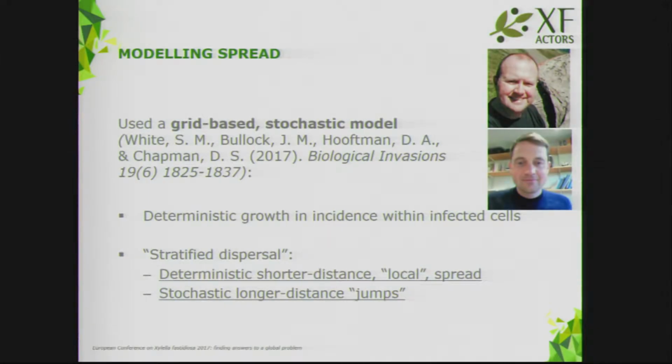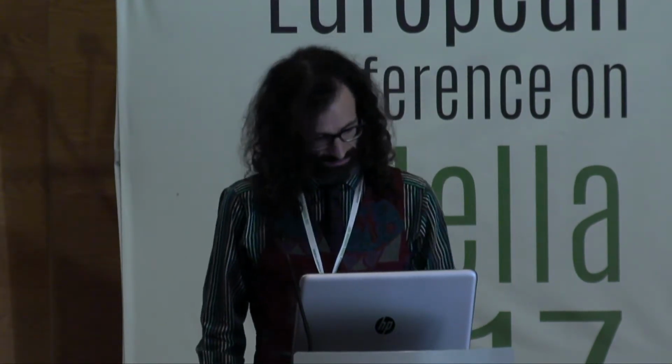We did it using a simulation model, which Stephen and Dan developed as part of the XF Actors project as well, which is a grid-based stochastic model of Xylella spread in Apulia. I won't describe it now in detail because Stephen's going to present it at the next talk. But it basically comprises two deterministic components, which are the growth in the incidence within infected grid cells and local spread from those infected grid cells at a fairly local scale. And then a stochastic component, which relates to longer distance jumps. These longer distance jumps are presumed to be associated with human-mediated spread, maybe wind-blown insects and things like that. Therefore, it's very difficult to parameterize these. And I'll explain this issue in a couple of slides.